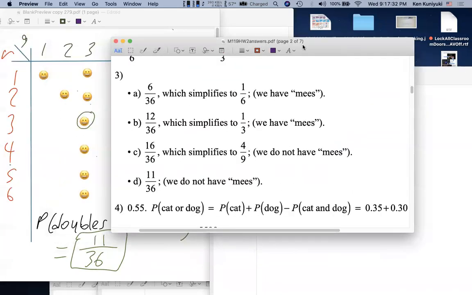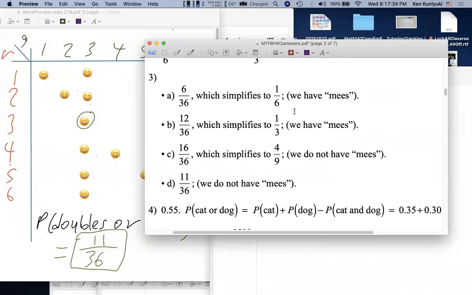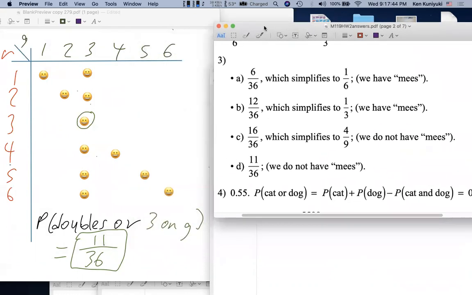Okay, so 3A was either 6 over 36 or 1/6. That's correct. B was 12 over 36 or 1/3. Remember, you don't have to simplify. C was 16 over 36 or 4/9. I remember that. D was 11 over 36. Very good, Ken. You can answer your own questions.